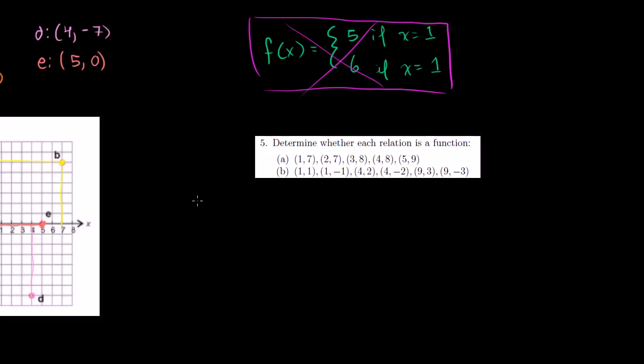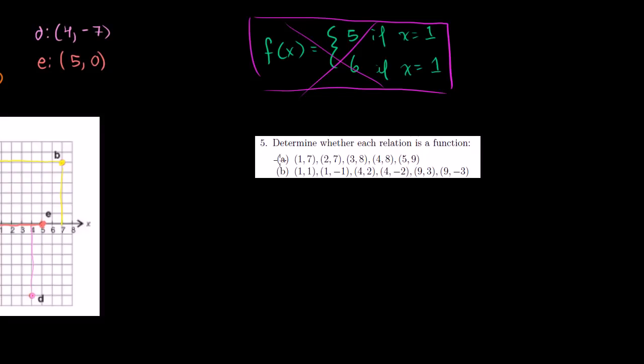Why doesn't it make any sense? Because if I put a 1 in there, I don't know what I'm going to produce. Am I going to produce a 5? Am I going to produce a 6? This is a badly structured function. This is not a function. So if there's any situation where for the same input value they define two different output values, we're not going to have a function. So let's see if they do that here.